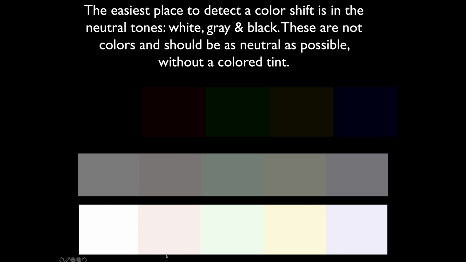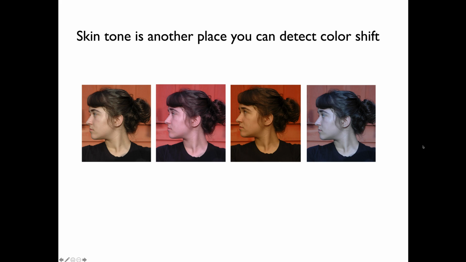If you look at each one of these, the next one down the line has a reddish color tint. Then we have a greenish color tint, your yellow color tint, and your blue color tint. Your eyes will get used to it the more you look for it. So again, skin tone is a place that you can absolutely see that color shift.